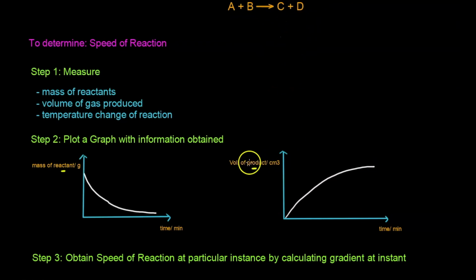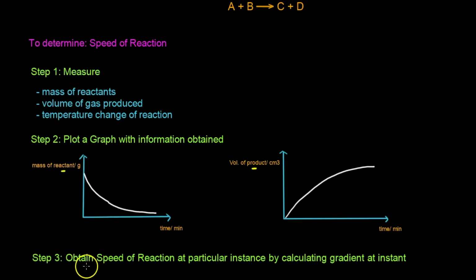But please do take note that the volume of gas is only for reactions with gas involved. If I'm using solid or liquid reactants and products only, I cannot measure the volume of gas. This one makes sense, right? Then temperature is another way to measure. They'll be using the graphs that we mentioned in the endo and exothermic chapter.